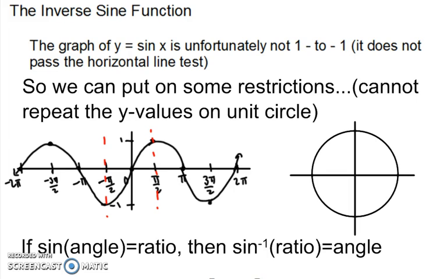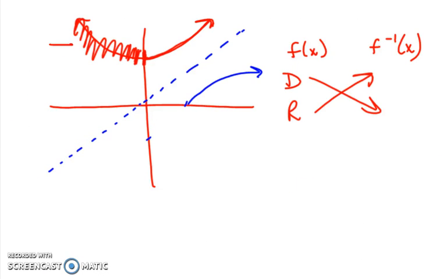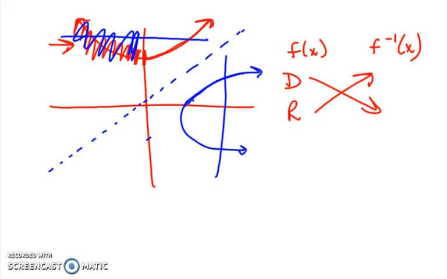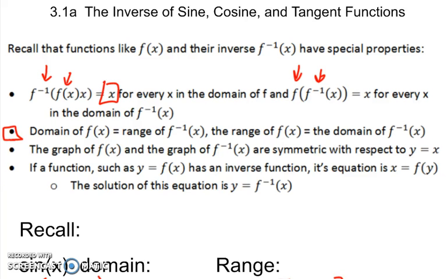It's not 1-to-1. So back to this original one up here, I had to restrict this portion because it was not 1-to-1, meaning that it didn't pass the horizontal line test. When I flipped it over, this wouldn't be a function because it wouldn't pass the vertical line test. So we had to put some restrictions on it to not include this portion, which meant this portion never got graphed, thus making the original 1-to-1, passing the horizontal line test, and the inverse an actual function. It passes the vertical line test.